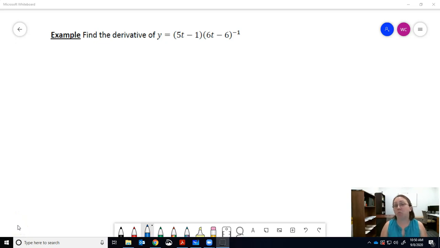In this video, we're going to do some more examples of finding derivatives using the rules that we've learned so far. So when you look at this problem here, it says find the derivative of y equals, oh boy, what are we going to do?